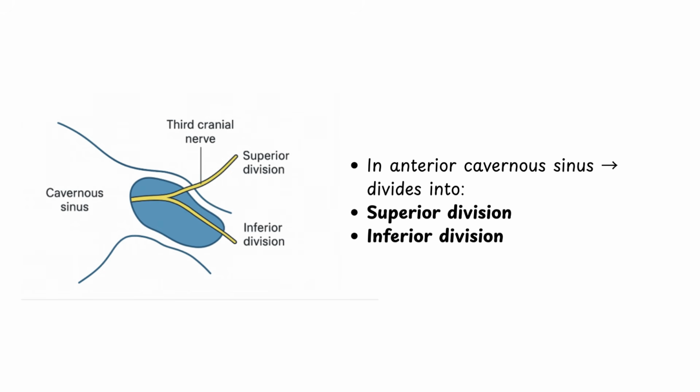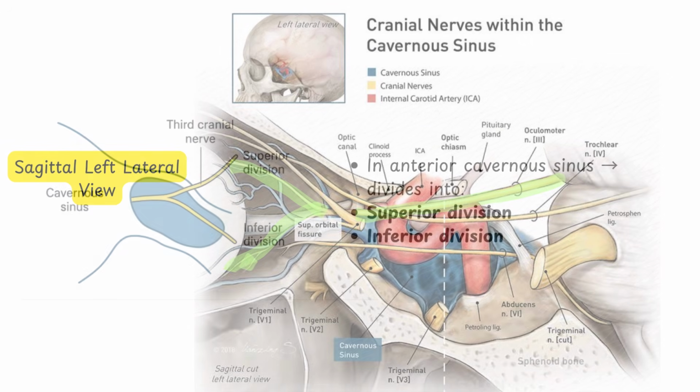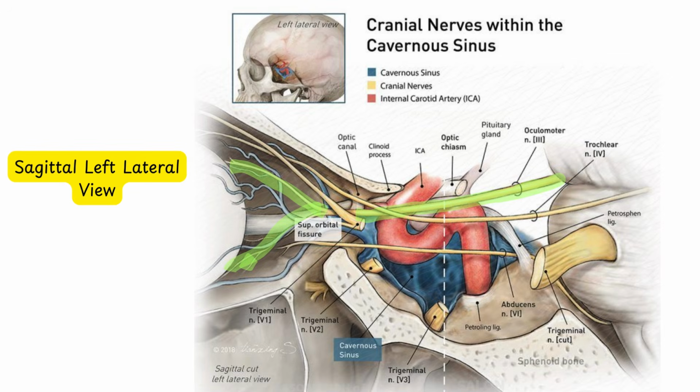If one of the divisions gets affected, it is known as the partial third nerve palsy. The same can be seen in the sagittal view, where the oculomotor nerve marked in green color emerges from the midbrain, moves forward, and then bifurcates into the two divisions in the anterior cavernous sinus.